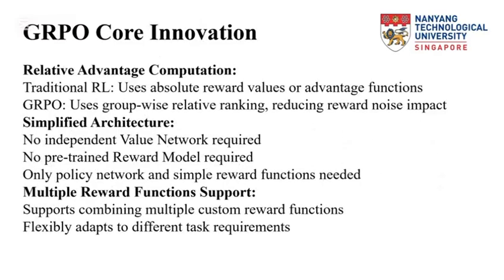And that is the core innovation. It is a relative advantage computation, instead of using absolute reward values or advantage functions. GRPO will use group-wise relative ranking, reducing reward noise impact. And then it has a simplified architecture which is easy to train. And finally, the multi-reward function support. It will combine multiple custom reward functions, and it can be flexibly adapted to different task requirements. And that's the first part of our project. In the next part, we will introduce the training and evaluation of our project.